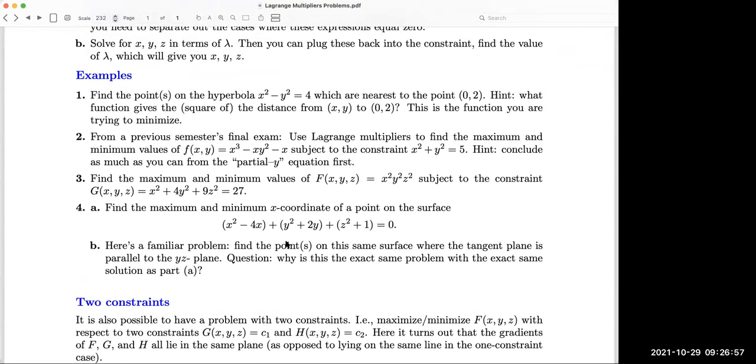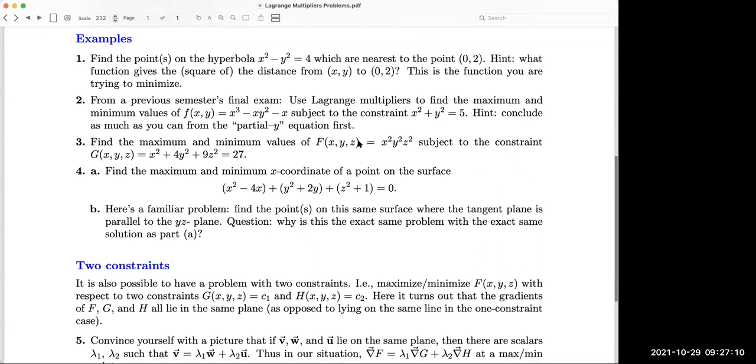Okay, so then let's just maybe, again, I'll have you guys start number 3 on your own or with people around you. Now it's a function of 3 variables. So you've got to do partial x, partial y, and partial z equations, right?